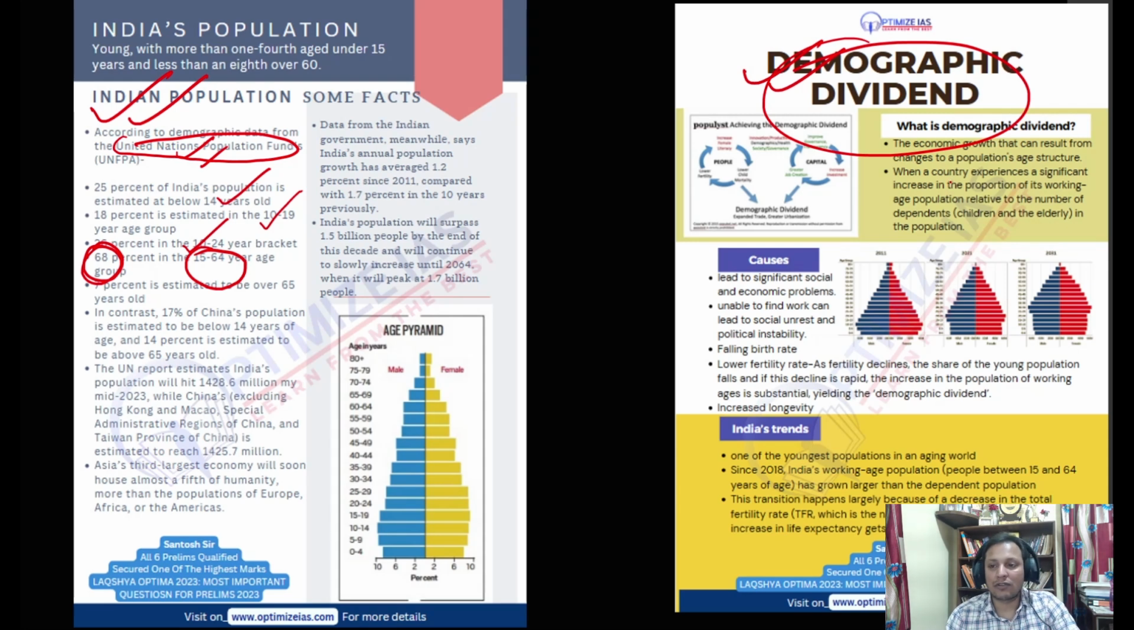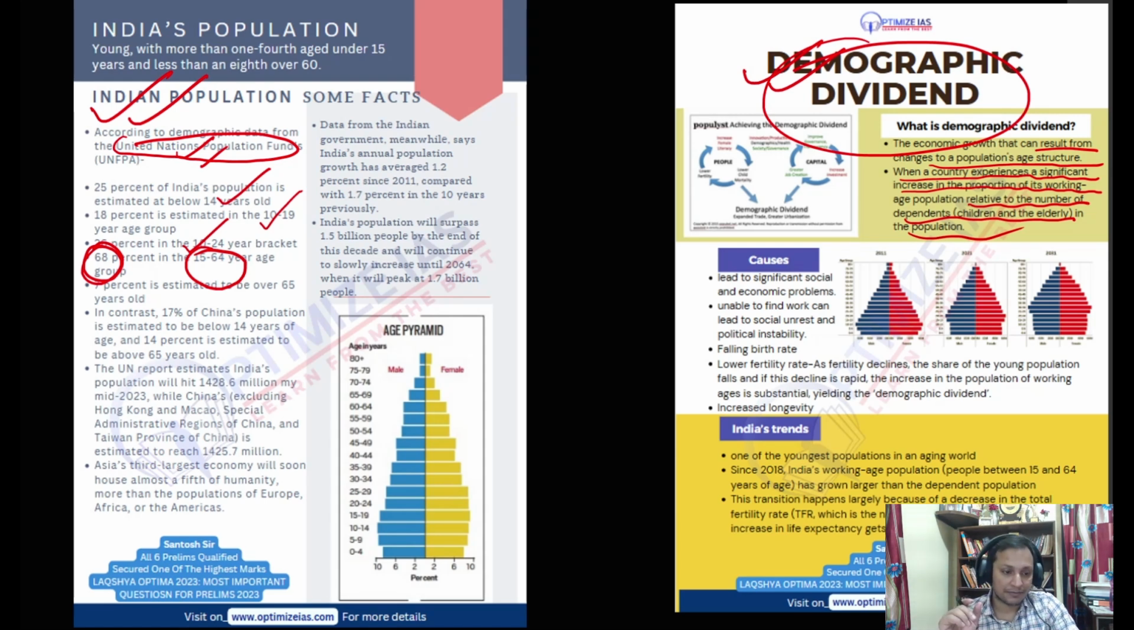So what is demographic dividend? It is the economic growth that can result from changing population age structure, when the population experiences a significant increase in population of working age relative to the dependent population. That is called demographic dividend. So it is the economic growth which comes because of high working age population.